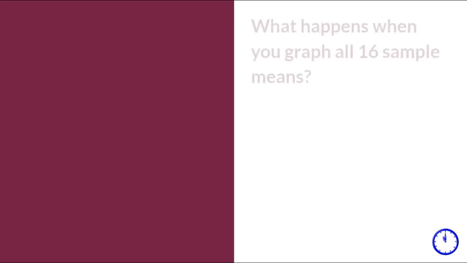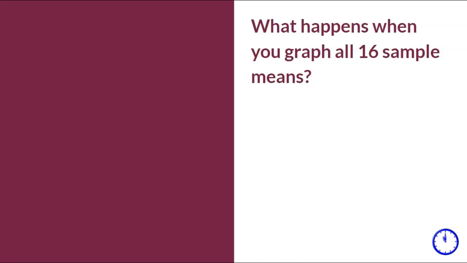After all that hard work, you're not done yet. Recall that we're talking about a distribution of sample means. A distribution is just a fancy word for what? A graph. So what happens when you graph all 16 sample means? Please pause the video and sketch a frequency histogram of the 16 sample means from the previous slide.